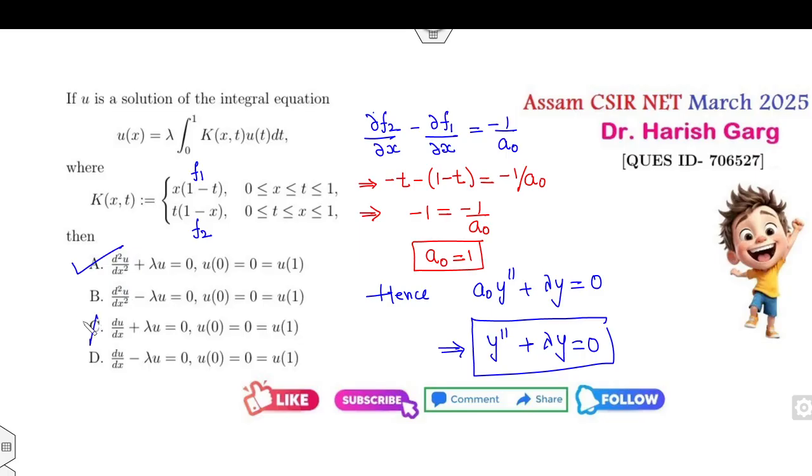Third and fourth options are first order. This one is negative, but we need a positive.